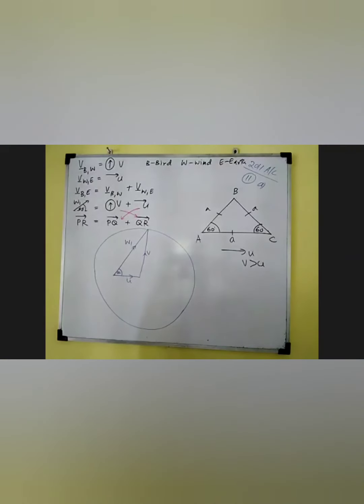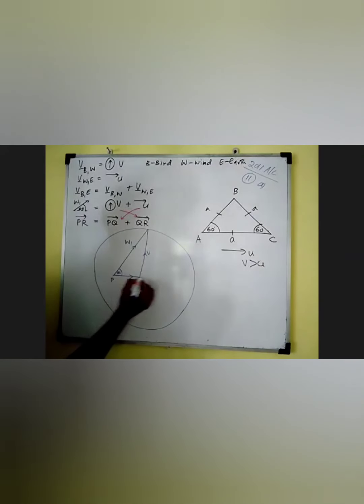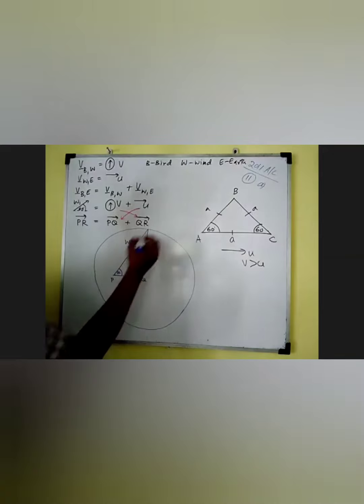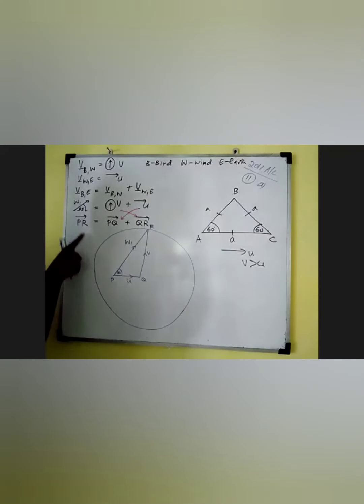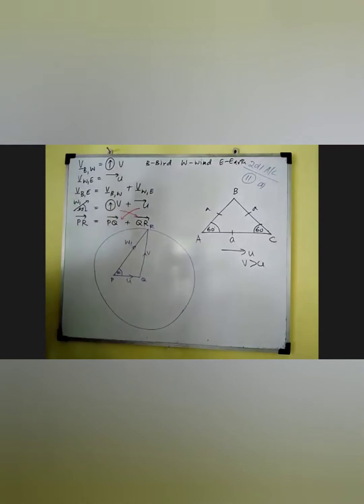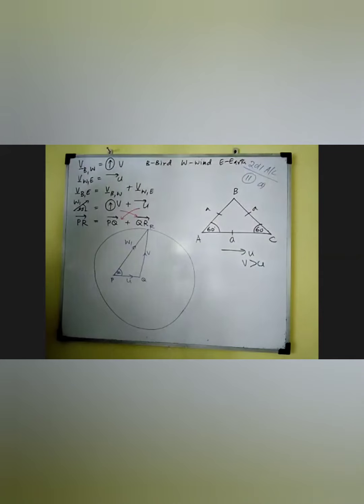Okay, first triangle done. Then we have to mark the points as well. PQ, this is R, QR, resultant is PR from here to here. Now I'm going to consider the next path B to C, B to C.